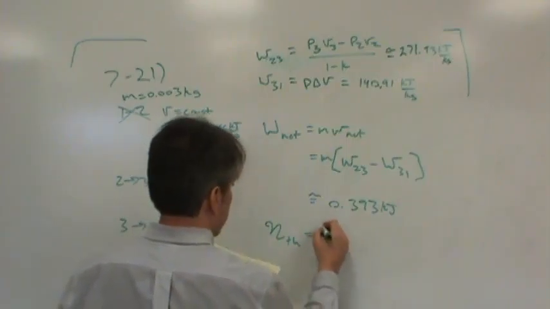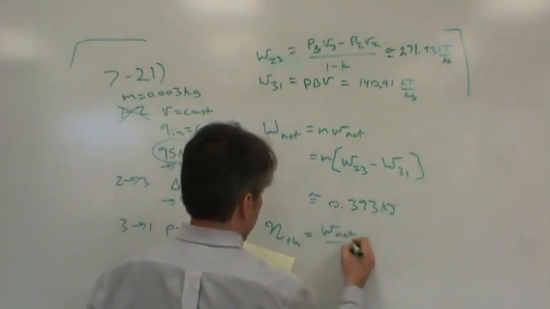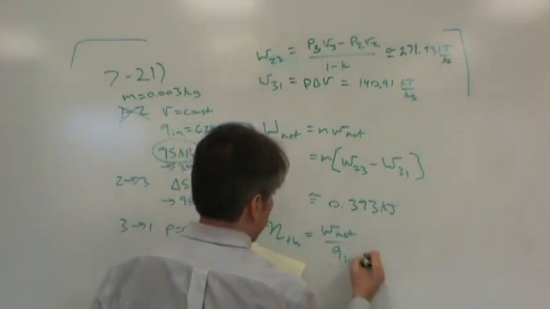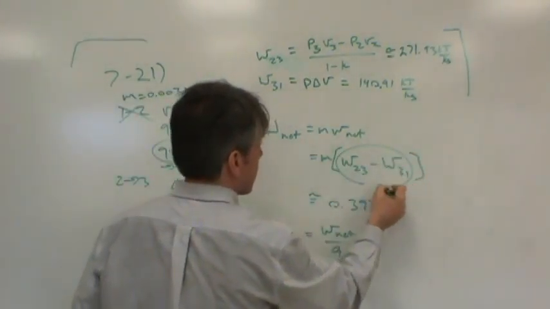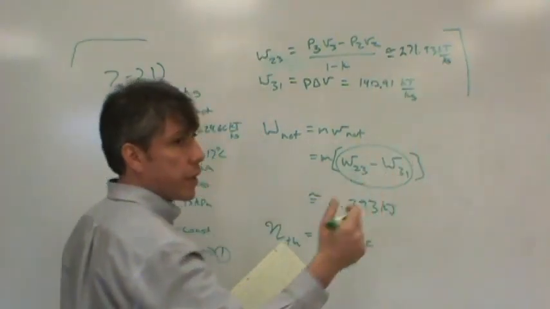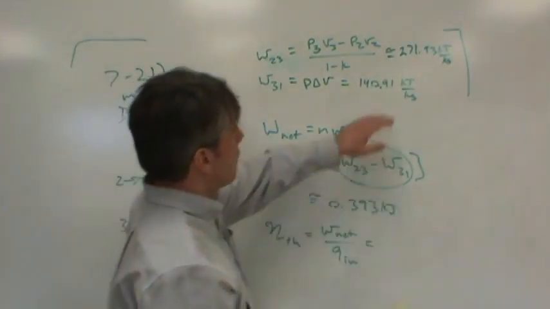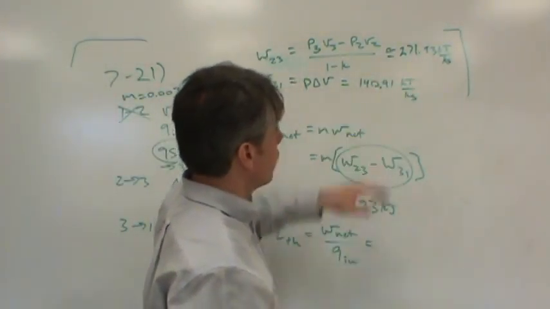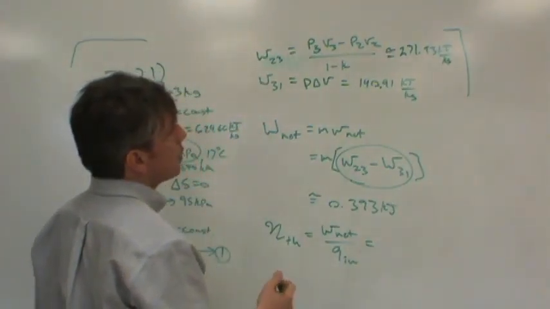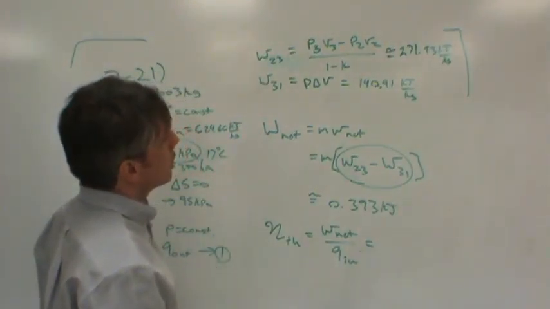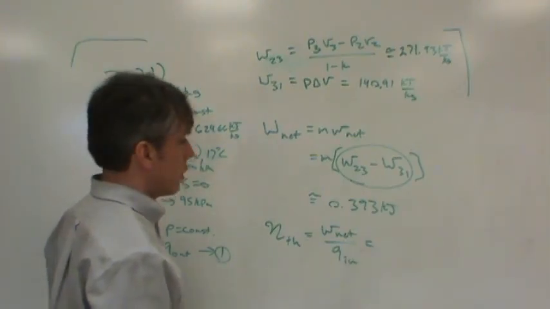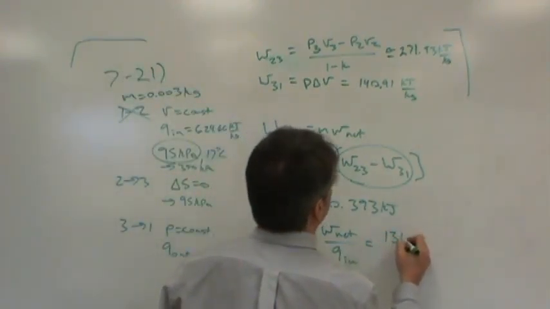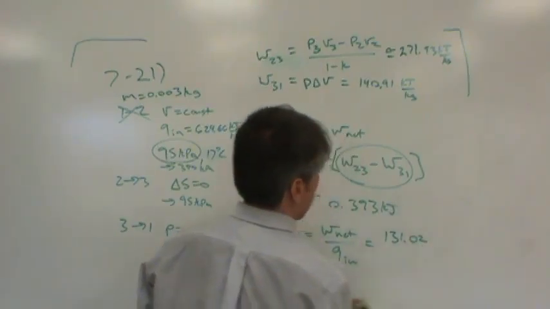the thermal efficiency is the net specific work divided by the heat input. We've already got the heat input. If you take the difference between these two, somebody throw that into your calculator, please. Just take 271.93, subtract off 140.91. It's going to be pretty close to 131, I think. 131.02. Thanks.